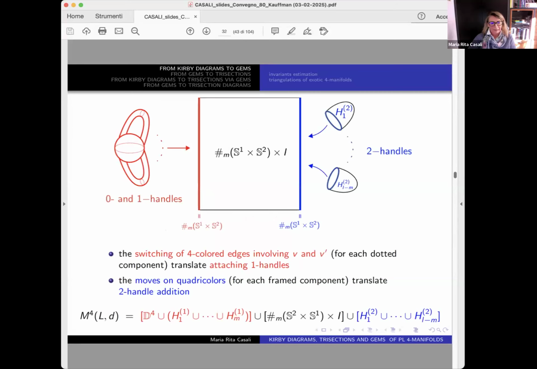And then the switching of 4-colored edges involving vertices V and V prime for each dotted component translates into attaching 1-handles on one boundary component of this product with the unit interval, while the attachment of 2-handles on the other boundary component is translated by the moves on quadricolors. And so the obtained 4-manifold has the handle decomposition encoded by the Kirby diagram.